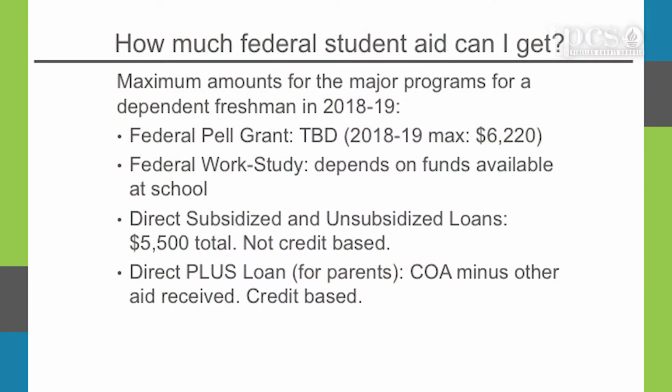Now that you've completed the FAFSA, you're able to determine how much federal student aid you can receive. The information I'm going to go over is based upon the 18-19 school year, and it's also assuming that a student is a dependent student of their parent. The maximum Pell Grant a student can receive in the 18-19 school year is $6,220.